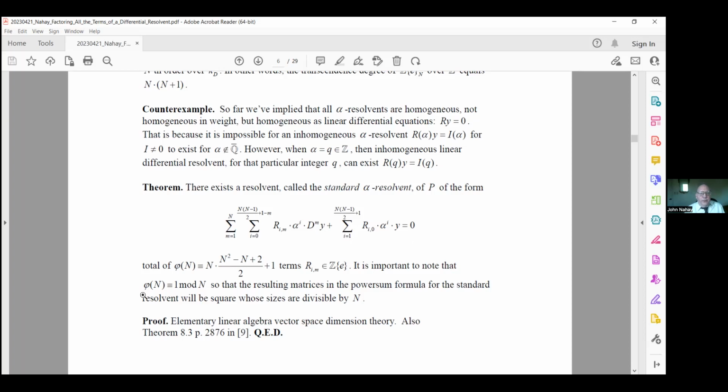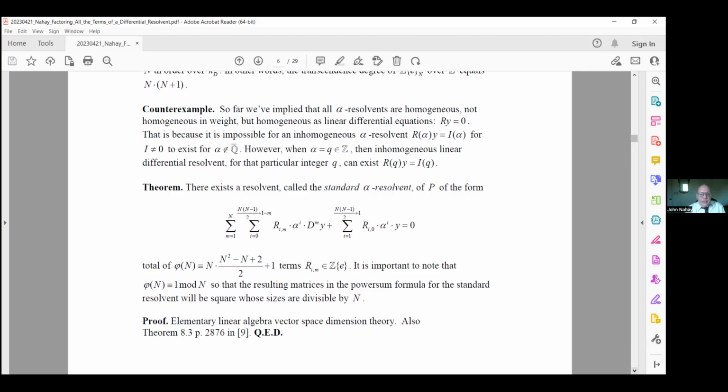It is important to note that phi n is 1 mod n, so that the resulting matrices in the power sum formula for the standard resolvent will be square, whose sizes are divisible by n when we get to factoring this thing.